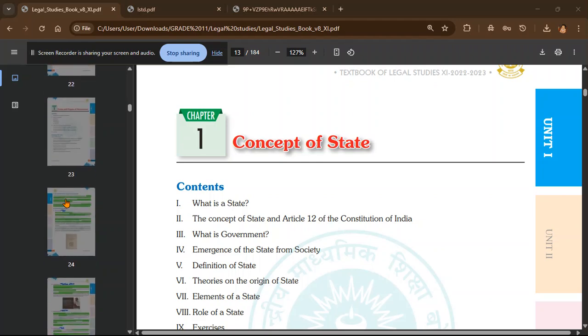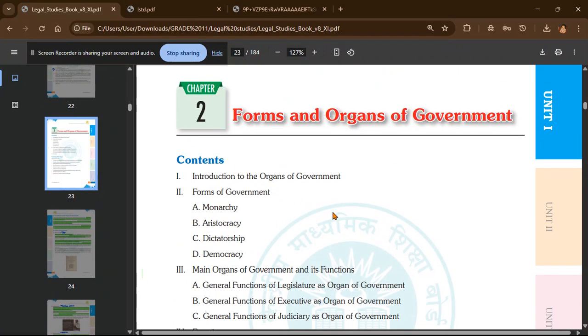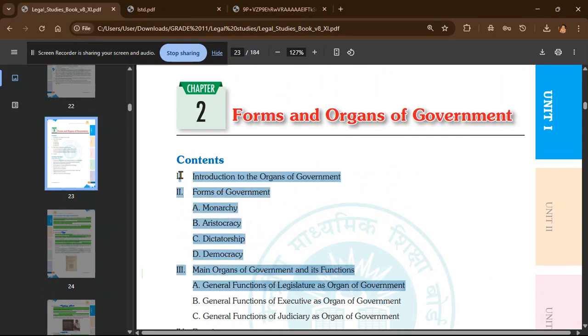Then, if we talk about the second chapter, forms and organs of government. In this video, I'll be making you do till this. So, we'll be doing all this only till general functions of legislature as organ of government.